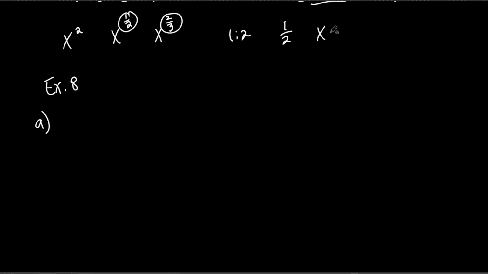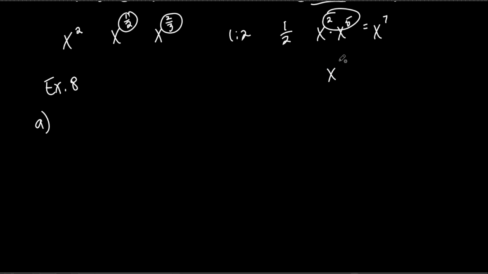So what if I said x squared times x to the 5th? What does that equal to? X to the 7th. What did we do to the exponents here? We added them together. So when you're multiplying with the same base and you've got exponents, you keep the base the same and you add the exponents. Everybody with me on that?